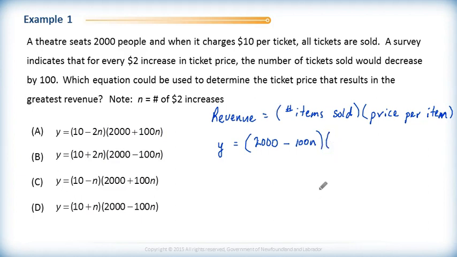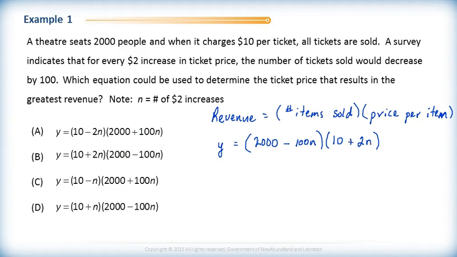Meanwhile, the price per item, the original price was $10. And we are adding $2 each time we increase the price. So if we increase it once, it's one increase of $2, or 2 times 1. If we increase it twice by $2, that's 2 times 2. If we increase it 3 times by $2, it's 2 times 3. If we increase it N times by $2, then it's 2 times N. So our total price per item is 10 plus 2N.